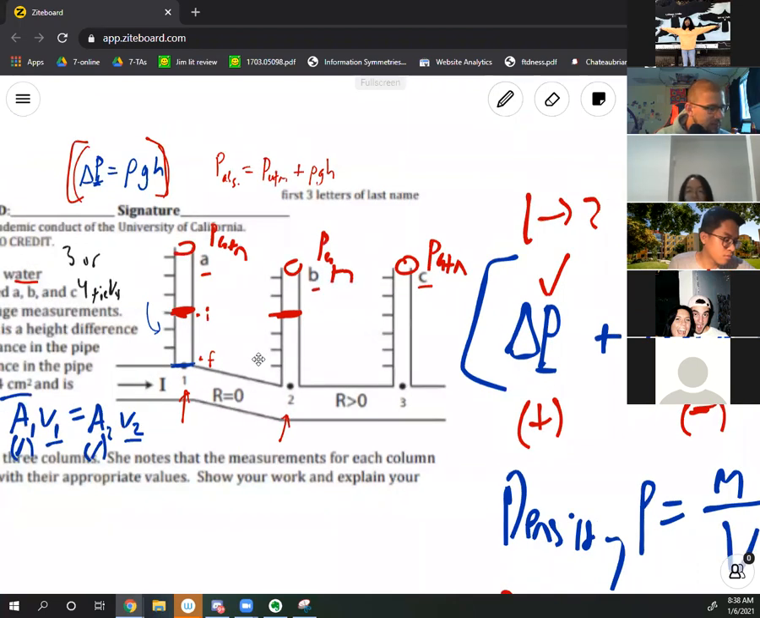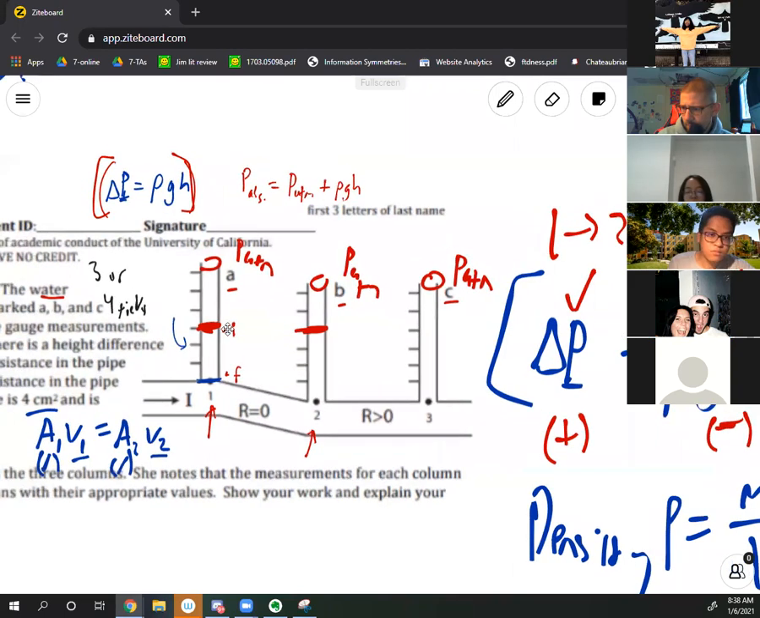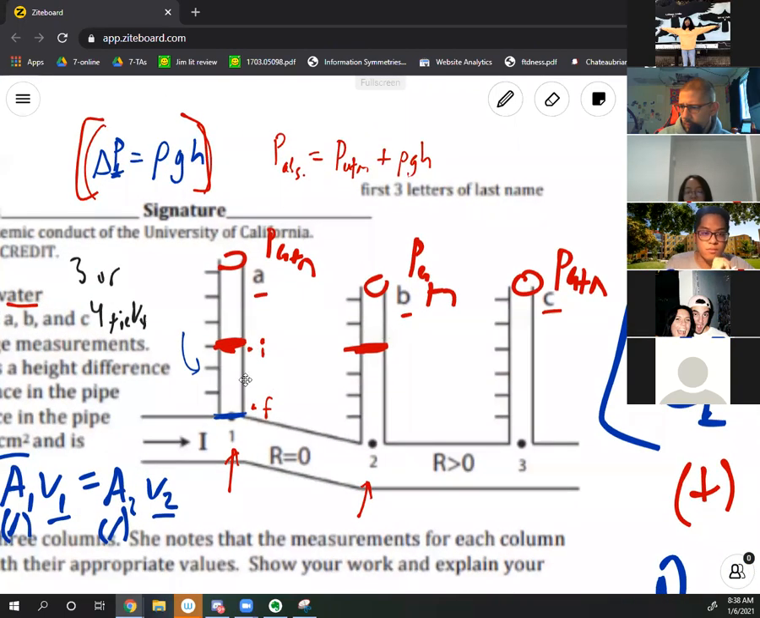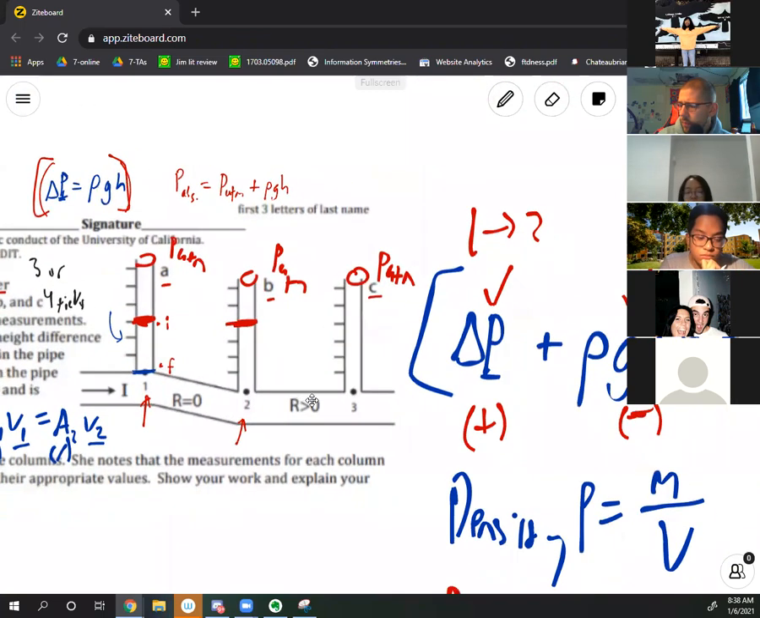If it was going up instead of going down, you would then have a delta P that's negative, and you know then that B would be smaller. That's right. If we were to go up instead of down, our answers would be reversed. Yep, for this one.